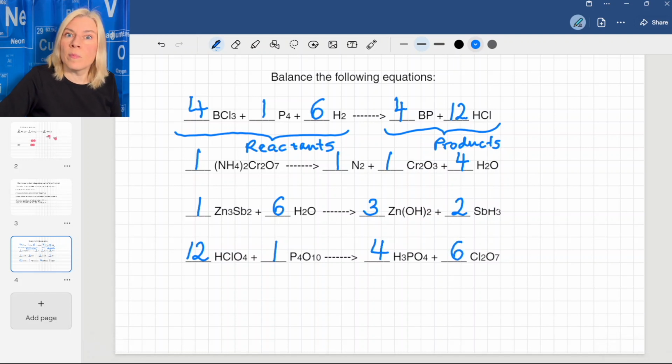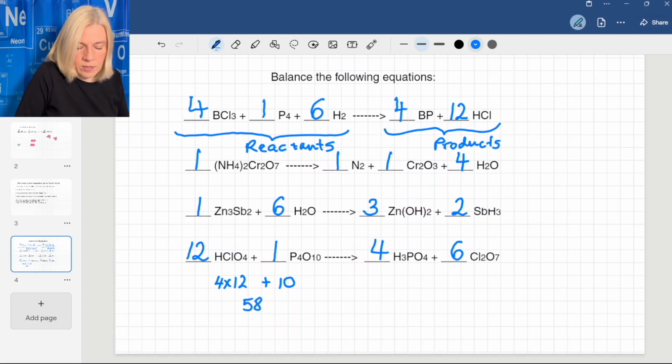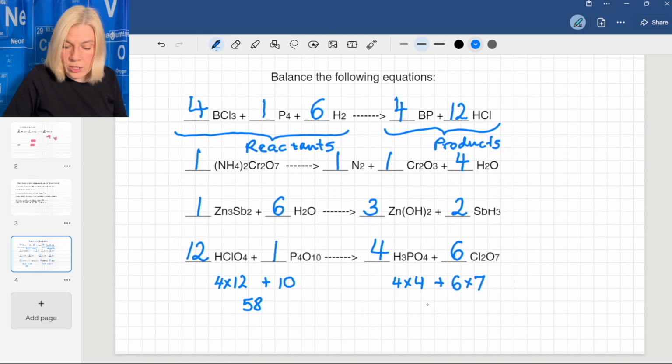Okay, let's double check. Let's use oxygen to double check. So I have 4 times 12, 4 times 12 plus 10, and that will give me 58 oxygens. And right here, I'm going to have 4 times 4, so 16. And I'm going to have 6 times 7. And that will actually give me also 58 if you quickly do the math. So I used oxygen as something to double check.